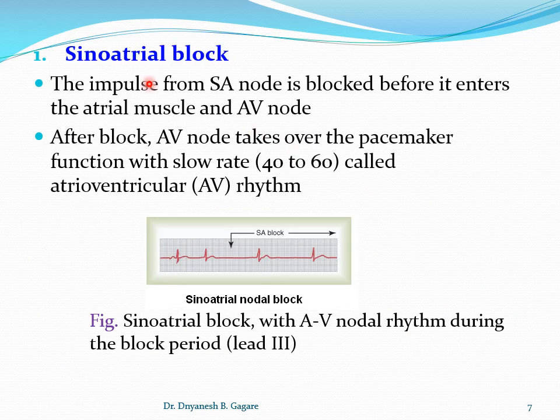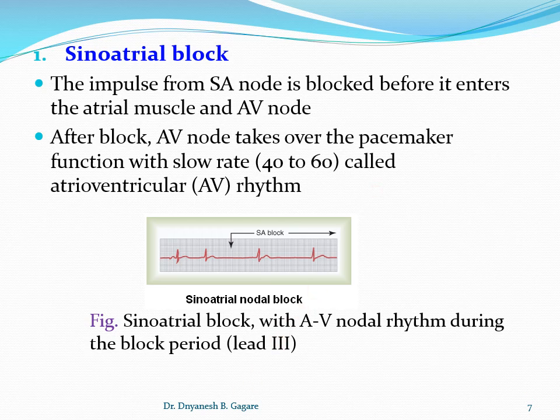First, sinoatrial block. So what is a sinoatrial block? The impulse from the SA node is blocked before it enters the atrial muscle and the AV node. Here the impulse is produced in the SA node, but its transmission to the rest of the heart is blocked. So how is its transmission blocked?